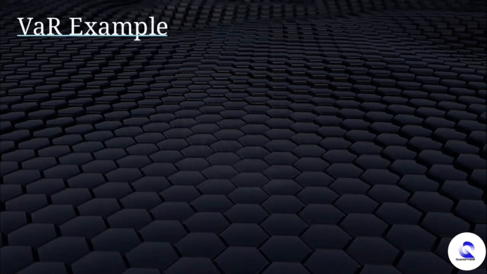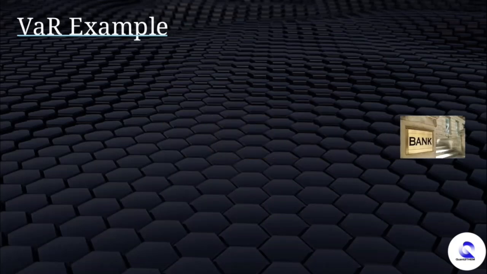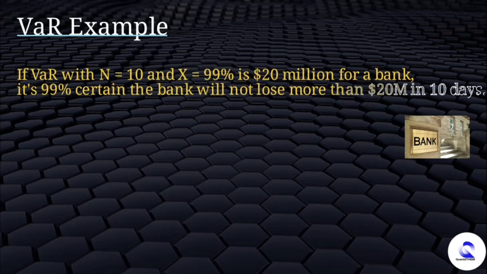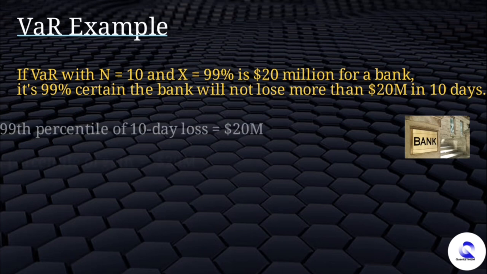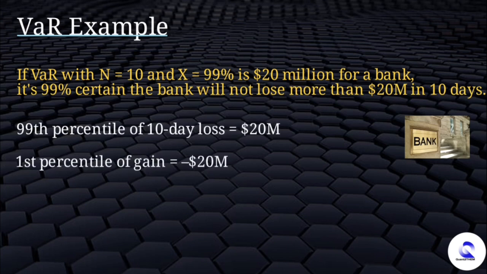Let's walk through a concrete example of value at risk. Suppose a bank reports a 10-day VAR of $20 million at 99% confidence level. This means that there is only a 1% chance that the bank could lose more than $20 million over the next 10 days. In statistical terms, the $20 million is the 99th percentile of the loss distribution, or equivalently, the 1% point of the return distribution represented as a negative gain of $20 million.